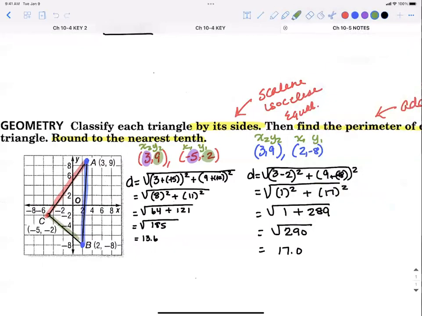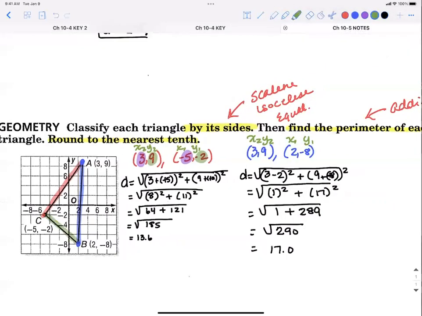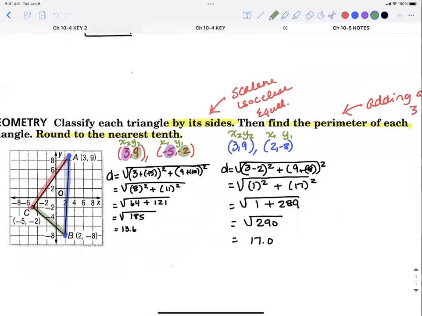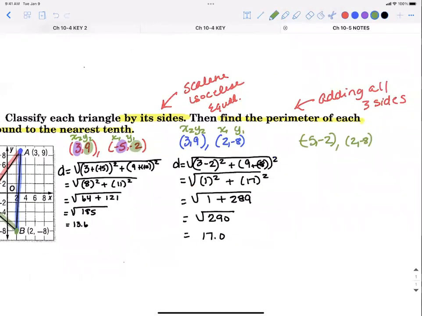And we need to do the same process again for the green line. We have to find the distance of the green line. So we're going to take the coordinates of C and B this time, because those are the two vertices that make up the green line. So C is -5 and -2, and B is 2 and -8. So now here we go again. Let's label them, right? We've got X2, Y2, X1, Y1, and we're going to plug in again.